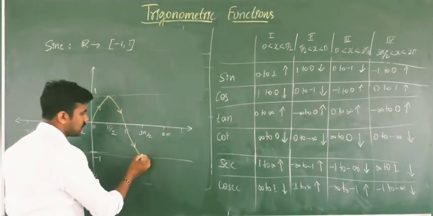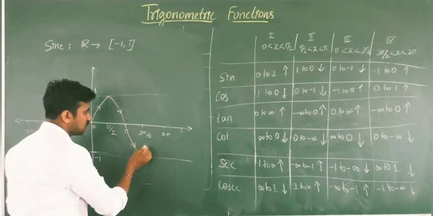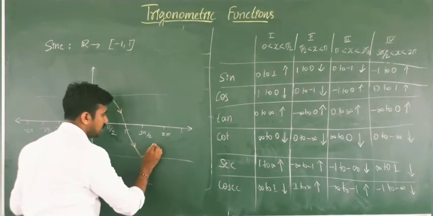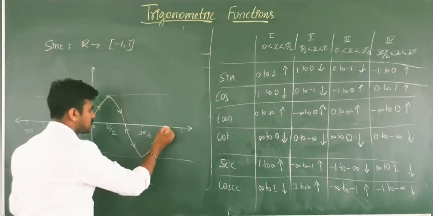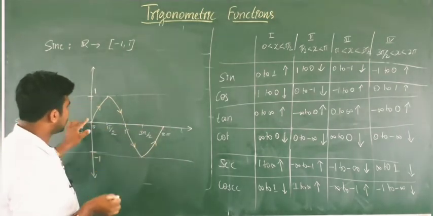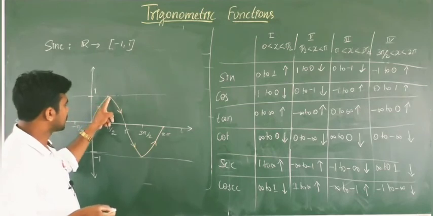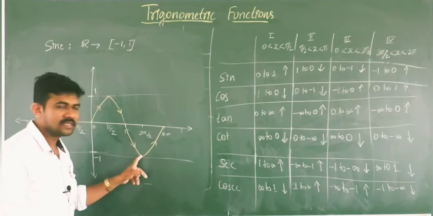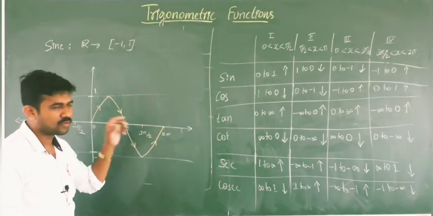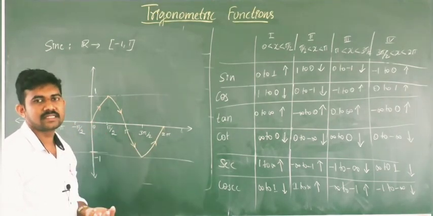Here this is 0. The fourth quadrant means 3 pi by 2 to 2 pi. It is increasing. So like this, in the first quadrant, the sine function is increasing. In the second quadrant, the sine function is decreasing. In the third quadrant, the sine function is decreasing. In the fourth quadrant, the sine function is increasing.